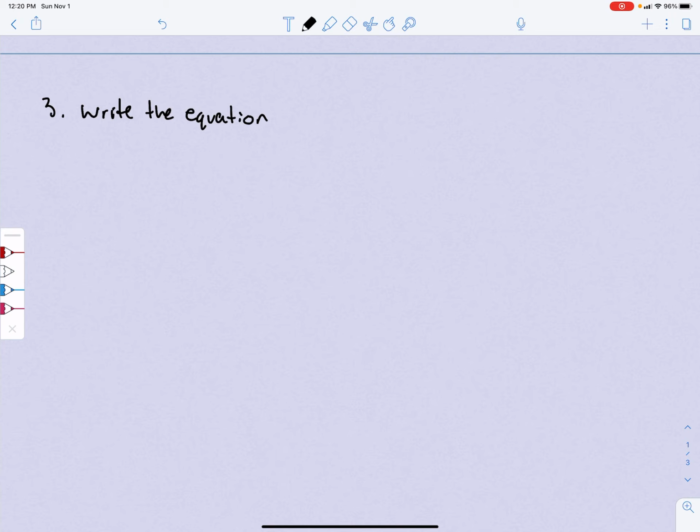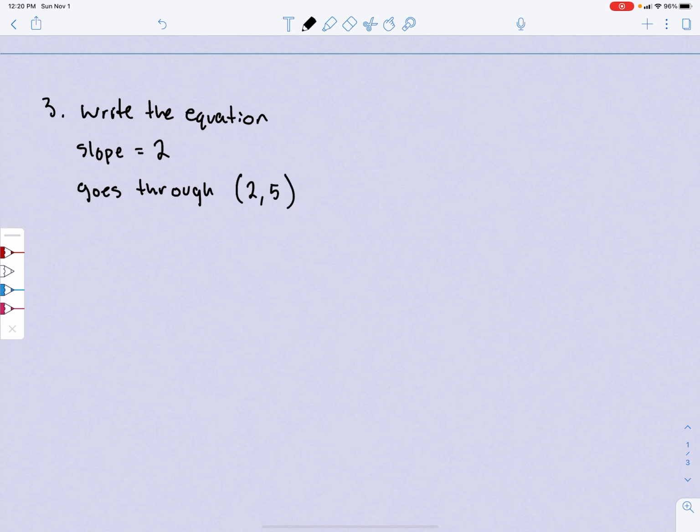And I'm going to tell you that the slope is 2, and it goes through the point (2, 5). So here they've given us slope and then they've given us a point. So we know we're going to use the point-slope formula. So I'm going to write that out. It again is y minus y1 is equal to m times x minus x1.